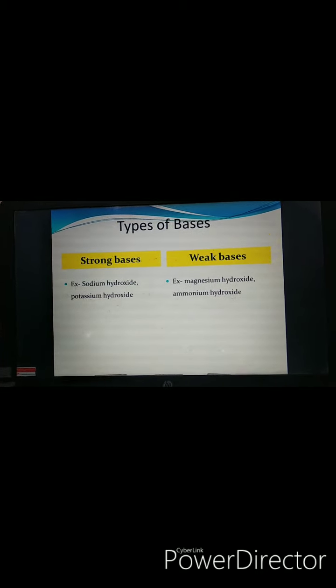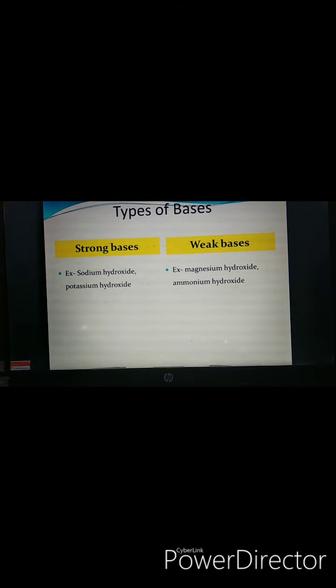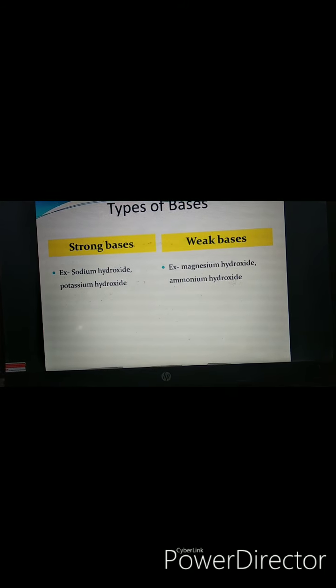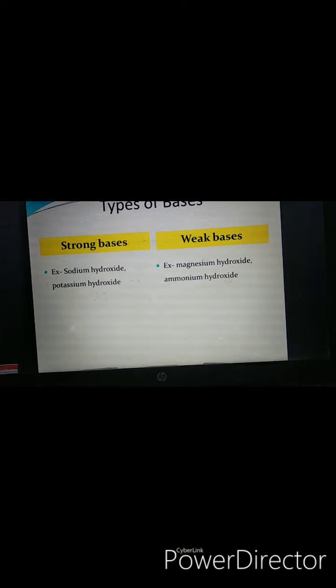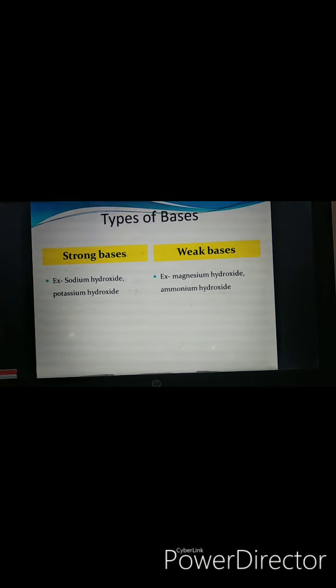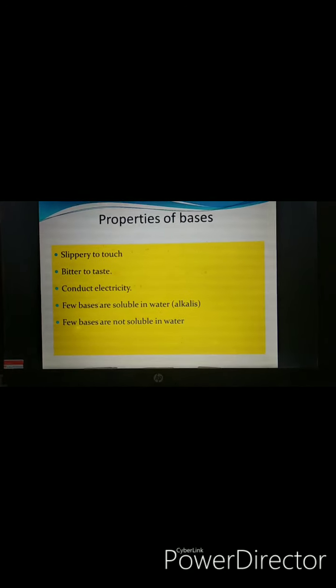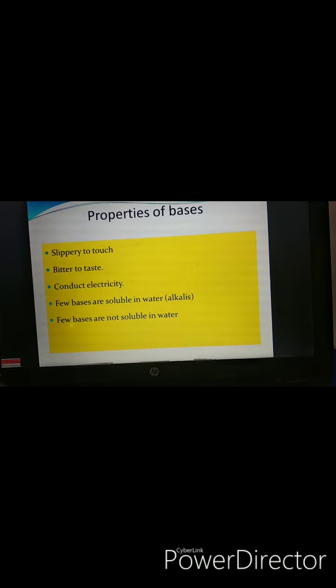Next, the types of bases, that is strong bases and weak bases. Examples you can see, students: sodium hydroxide, potassium hydroxide, and in weak bases, magnesium hydroxide, ammonium hydroxide. Okay. Next, properties of bases.